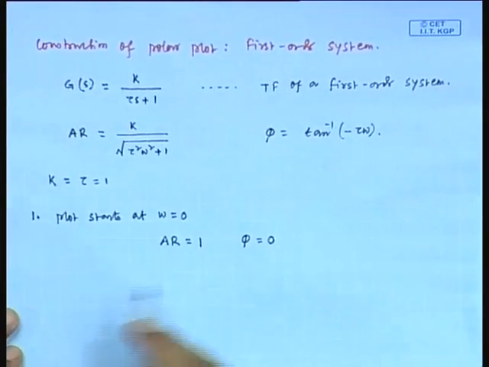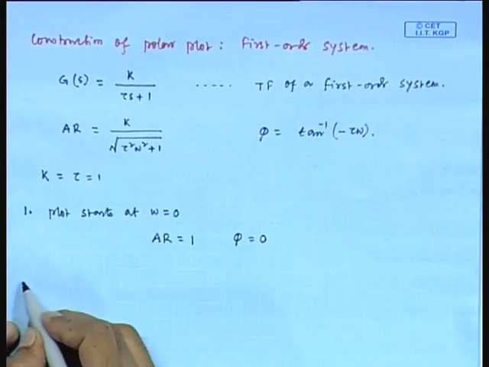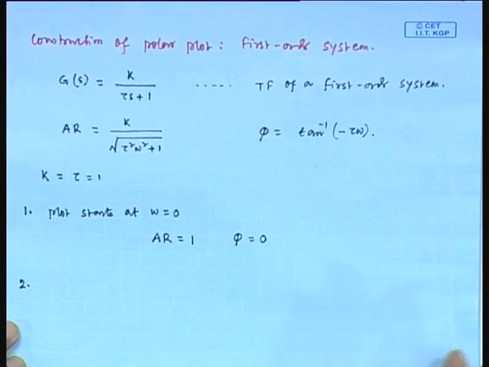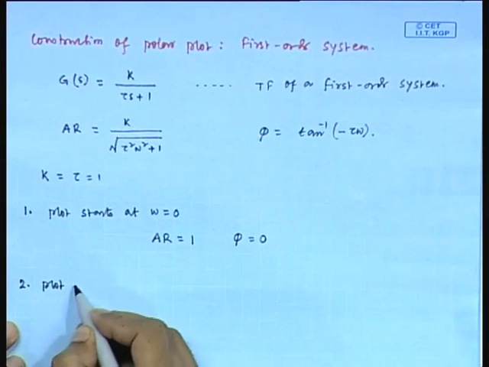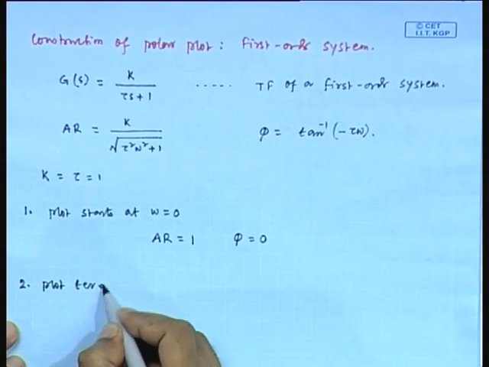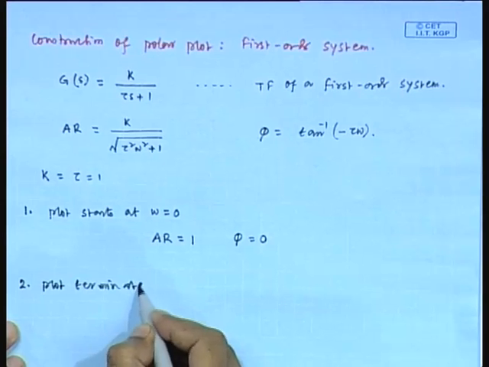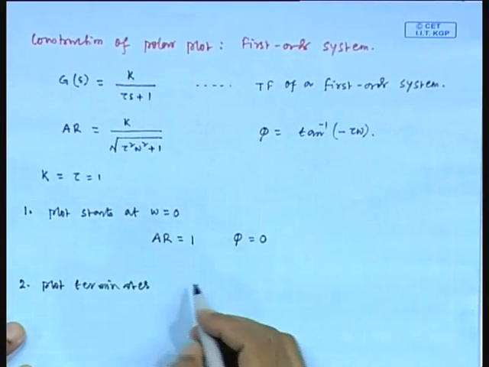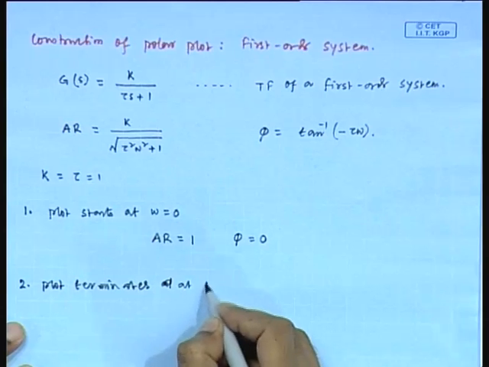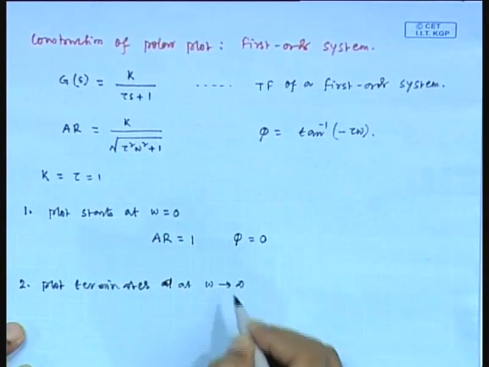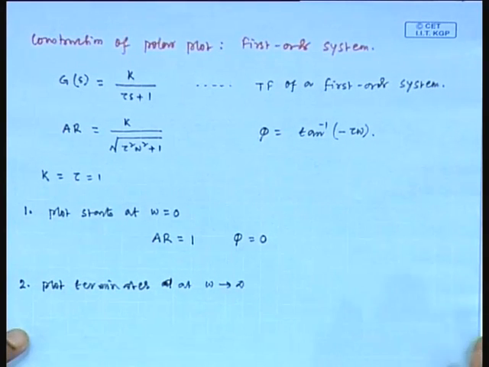Next, we will consider the end point. The plot terminates at omega equals infinity.